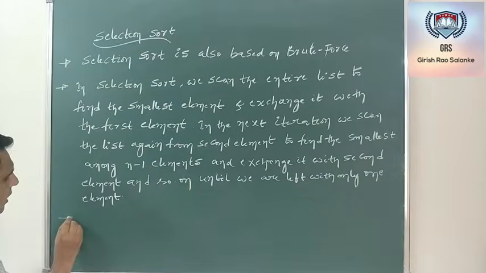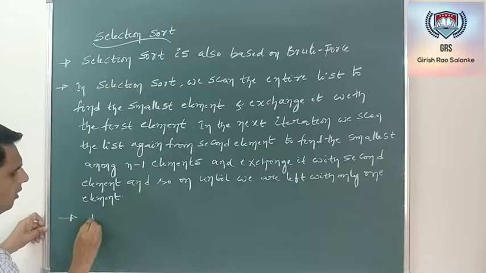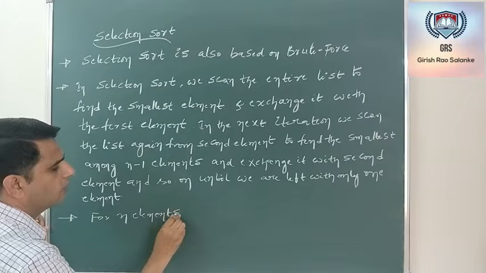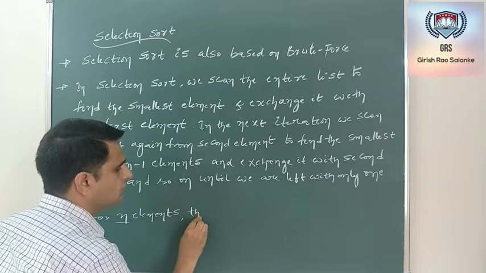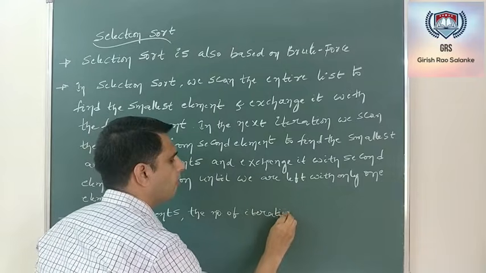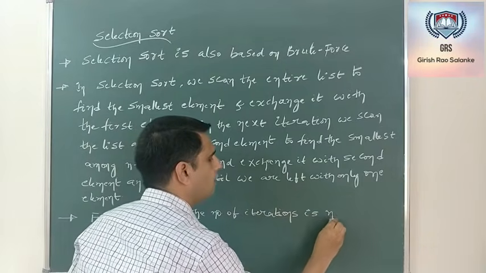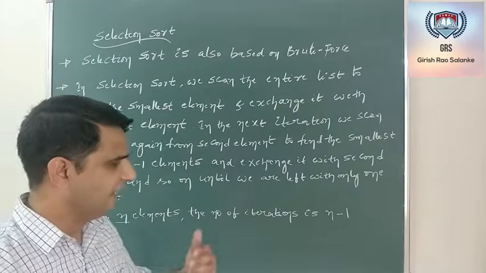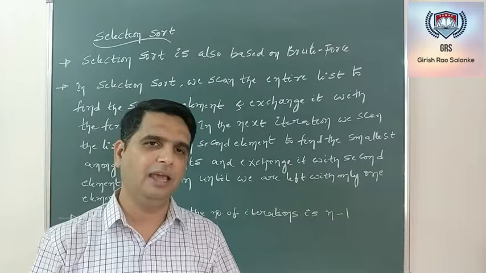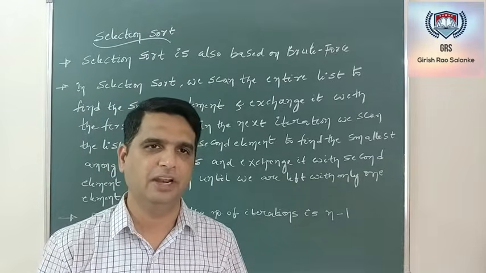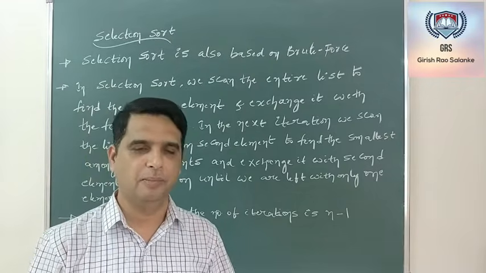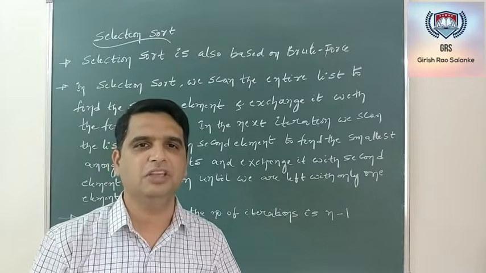Please note that even in selection sort, for an input size of n, the number of iterations is n-1. This is similar to bubble sort. In bubble sort, if there were n elements, we had n-1 iterations. For selection sort also, the number of iterations remains the same. The only difference is procedural.